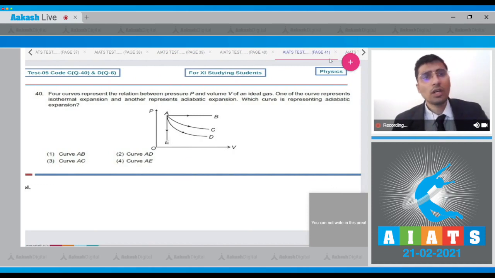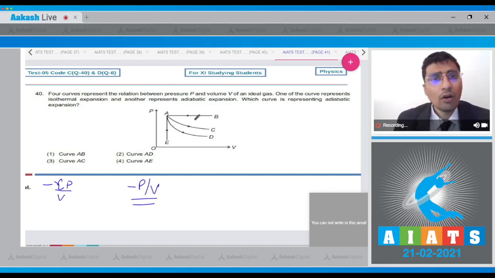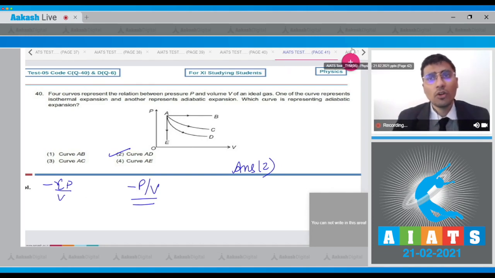In question 40, 4 curves are given, which give the relation between P and V. One of the curves represents isothermal expansion, another represents adiabatic expansion. Which curve is representing adiabatic expansion? The slope of an adiabatic expansion is minus gamma P by V, and for an isothermal expansion it is minus P by V. Now among the given 4 curves, only the curves C and D are non-rectilinear and D has a steeper curve. Therefore D represents the adiabatic process. Option 2 is the correct answer. Moving on to question 41.